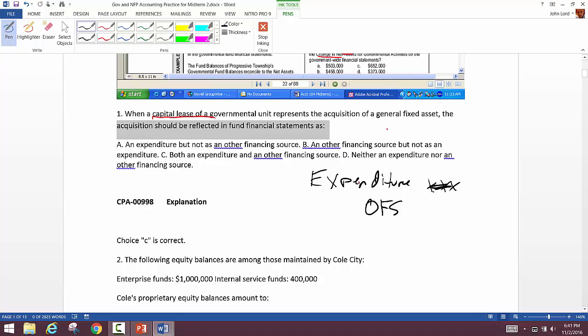And I'm just going to put some numbers here. Say it was $100,000 was the present value of the minimum lease payments, right? Isn't that the journal entry? Okay, so is it true that we would debit both expenditure and other financing sources? Right? Okay, good. Come over.